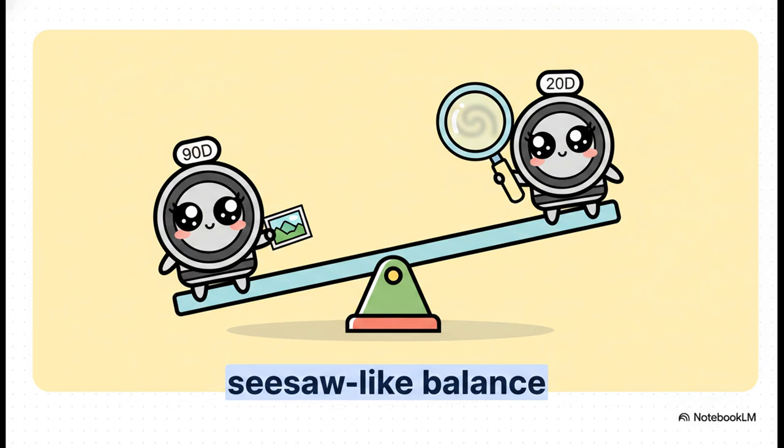As the diopter power of the lens decreases, say moving from a 90D down to a 20D, your magnification goes way up, but your field of view shrinks drastically. It is a really delicate seesaw-like balance. You have to choose the right lens based on whether you need a wide panoramic view of everything or a highly magnified look at one specific tiny lesion.